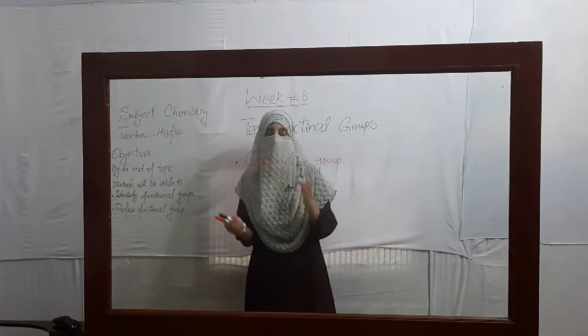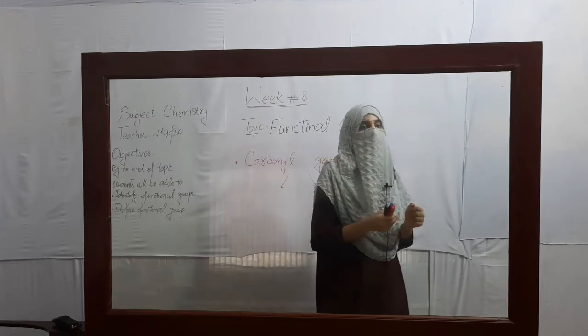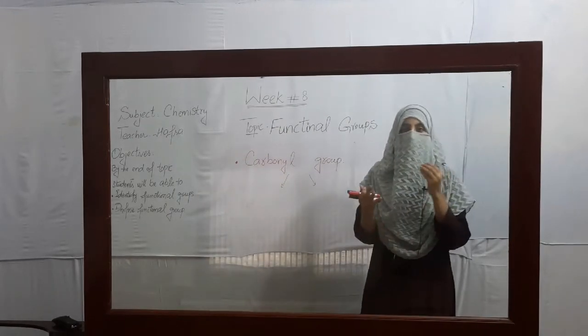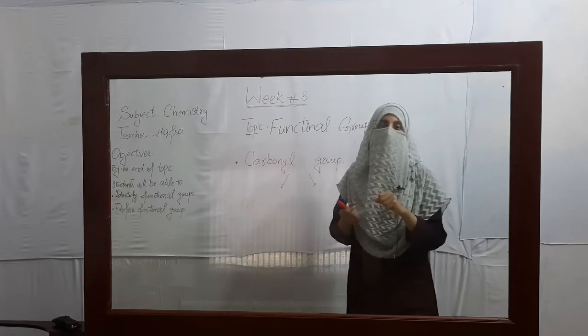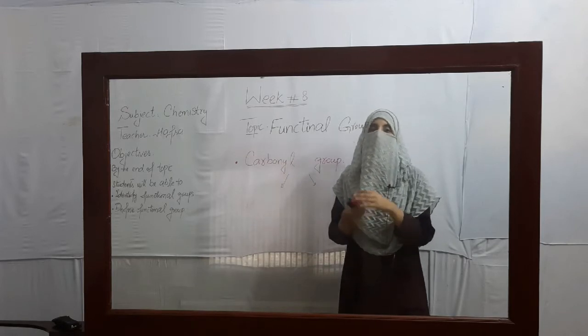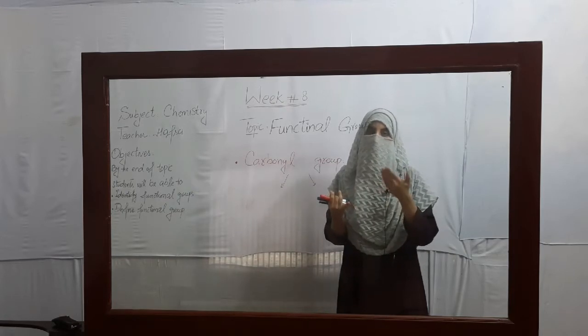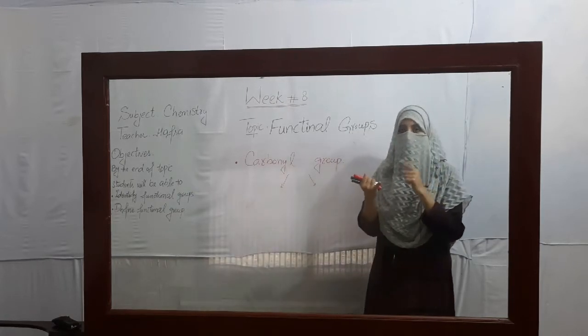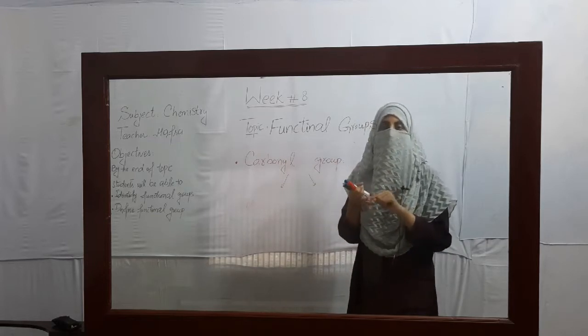Let's take a brief recap of our previous topic, that is about functional groups. We know that functional groups are the atoms or groups of atoms that give specific physical or chemical properties to a given organic compound. In our previous topic we studied four functional groups: first haloalkanes, then alcohols, phenols and ethers.